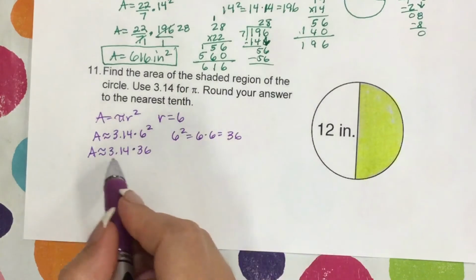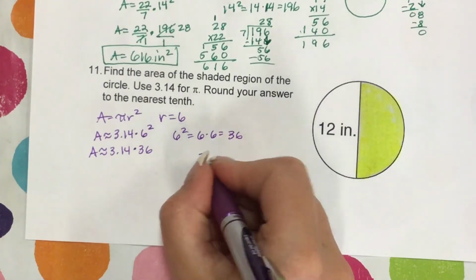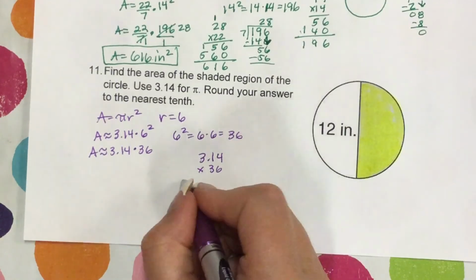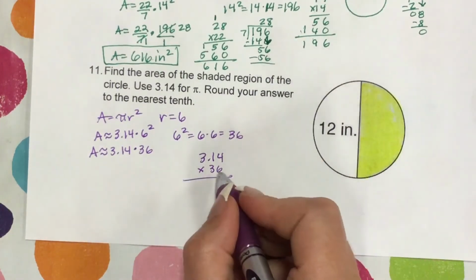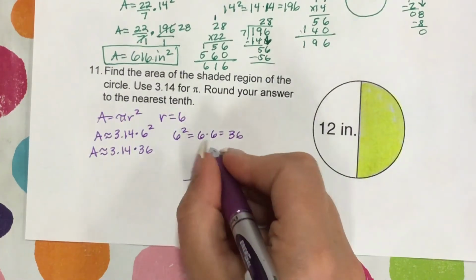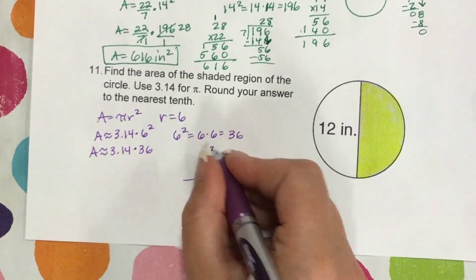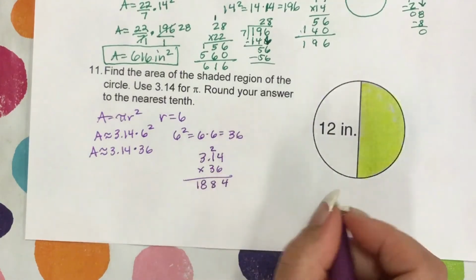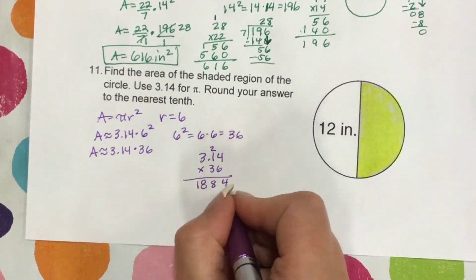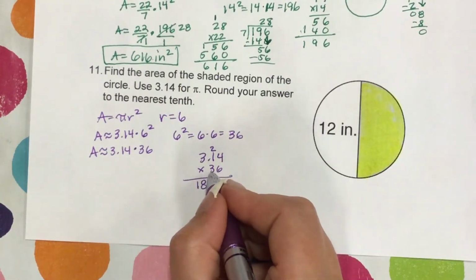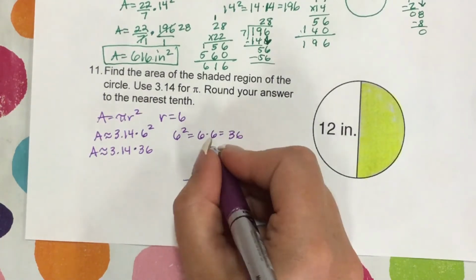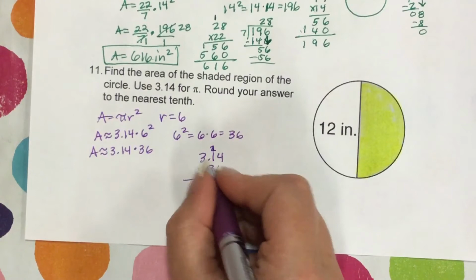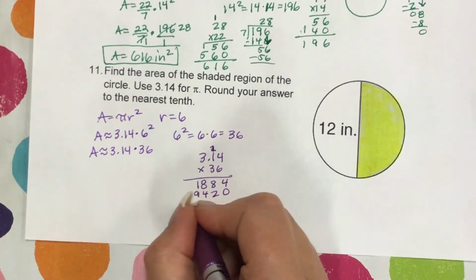Perfect. So now I just need to go ahead and do that. 3.14 times 36. 6 times 4 is 24. Write the 4, carry the 2. 6 times 1 is 6, plus 2 is 8. 6 times 3 is 18. Now I'm going to write a 0 in the ones spot. 3 times 4 is 12. Write the 2, carry the 1. 3 times 1 is 3, plus 1 is 4. 3 times 3 is 9.